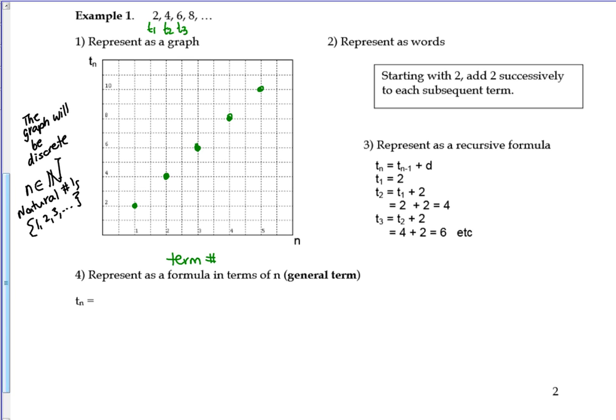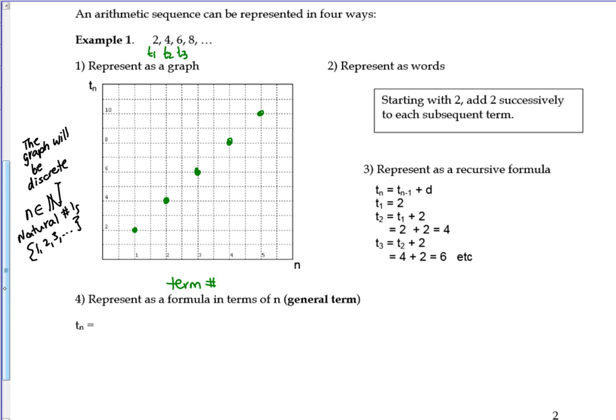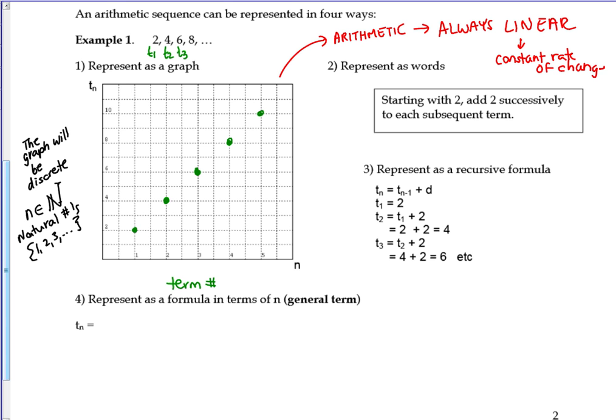What else do you notice about this graph? Linear. Okay, that's very important. Arithmetic sequences, because we're adding the same thing each time, that's like our slope. It's increasing at a constant rate of change. Arithmetic sequences are always linear. So just by seeing a linear graph, you know it's arithmetic. They have a constant rate of change. We can use words, but that's very junior high. We won't use words. We want to get into the equation.